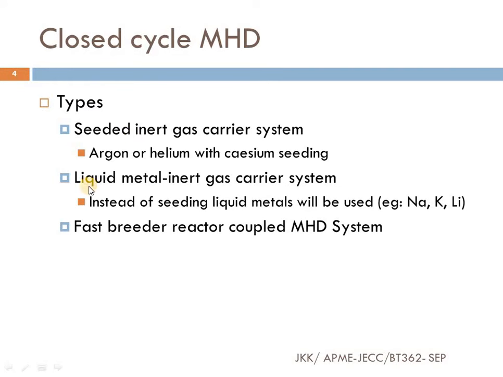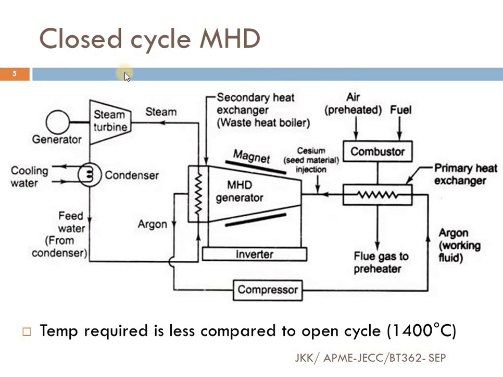The second category is inert gas itself, but instead of seeding elements, we will add some liquid matter. The third classification is a fast breeder reactor coupled MHD system. So you know what a fast breeder reactor is? It's a nuclear reactor. So a nuclear reactor coupled to an MHD system. These are the types.